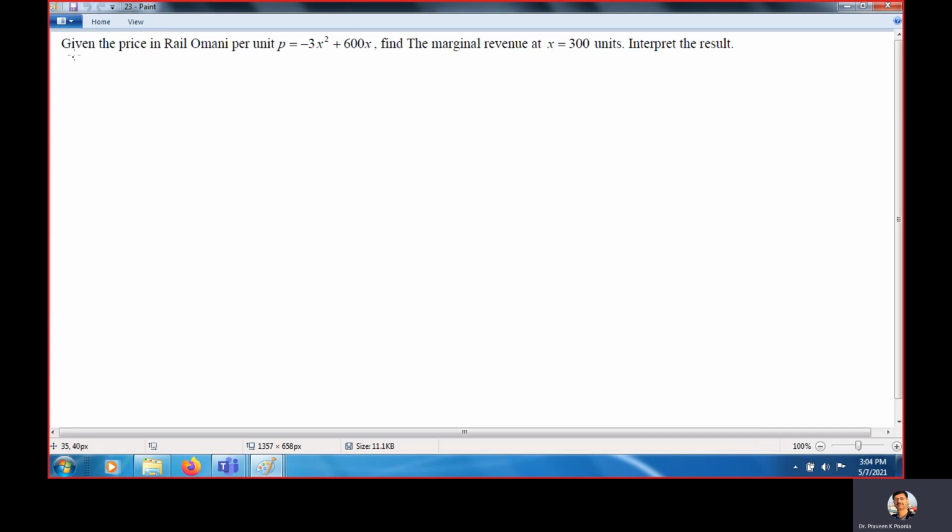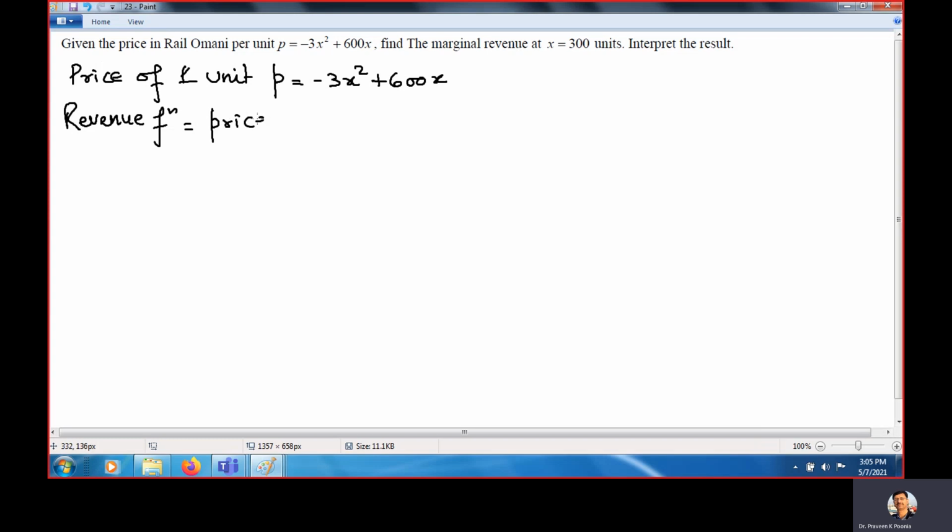So what is the question? The question is: given the price in Riyal Omani per unit, this is the price of one unit. P is equal to minus 3x power 2 plus 600x. This is the price. Price means that if you want to find the revenue function, then you multiply the price of one unit by the quantity.